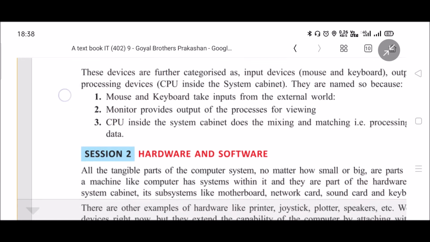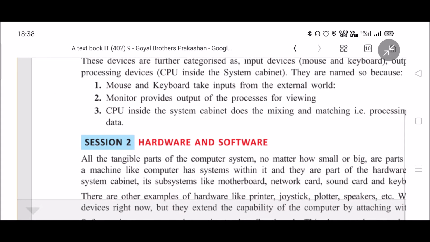Then comes CPU. CPU's full form is central processing unit. The CPU inside the system cabinet does the mixing and matching, that is called processing.